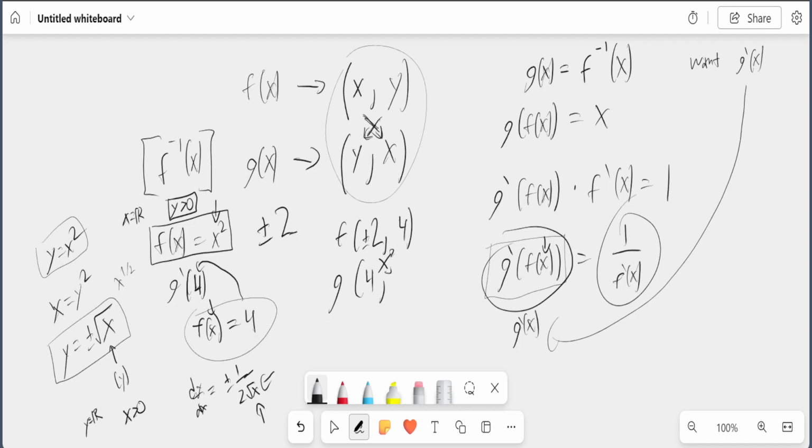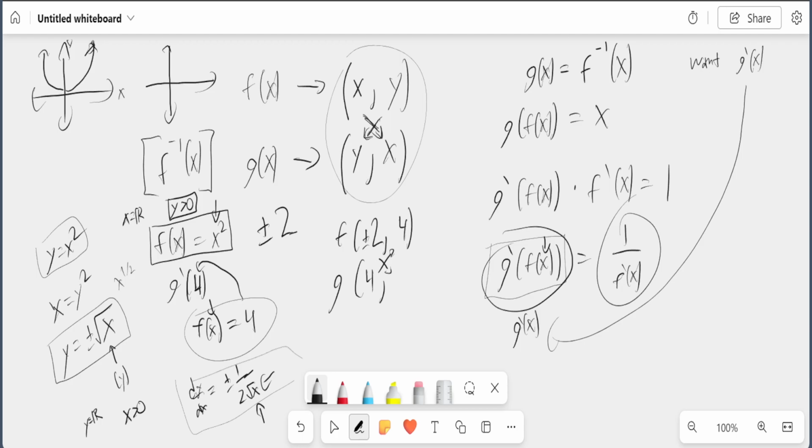And if we're trying to find g prime of 4, then what's the reason? But here's the thing, right? These x's are not graphed on the same plane. What I mean by that is, in our original function, y is equal to x squared, it looks like this, correct? This is our y, this is our x.